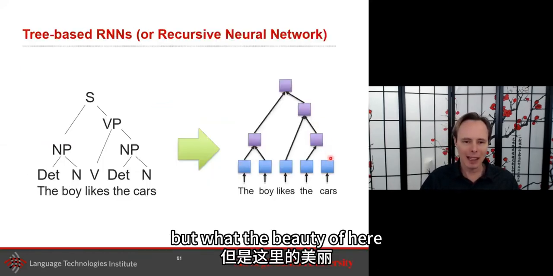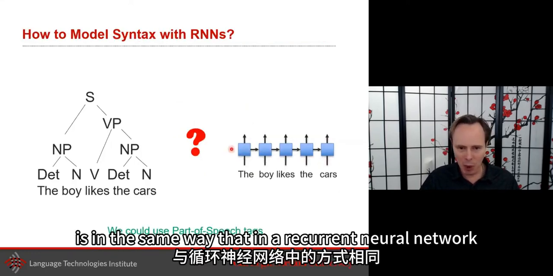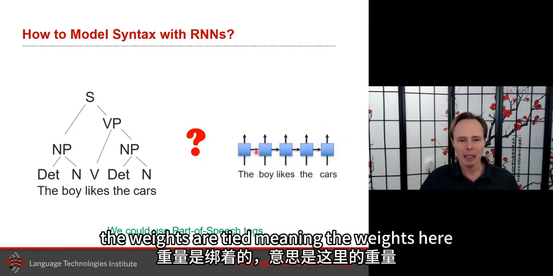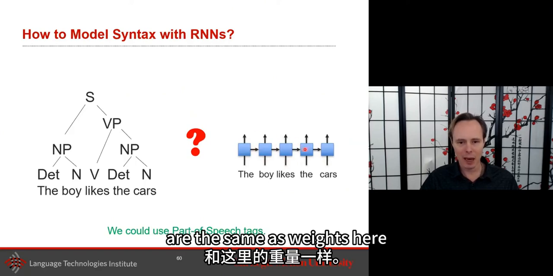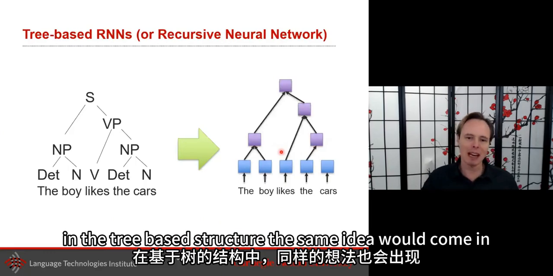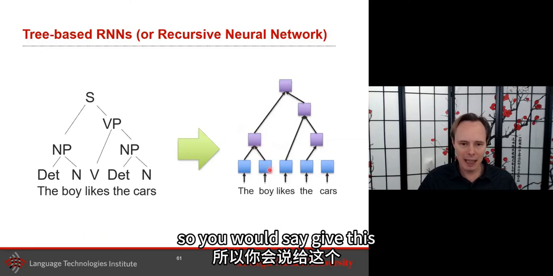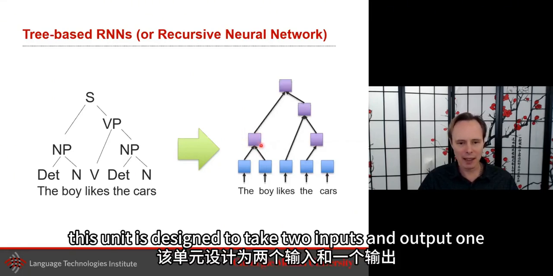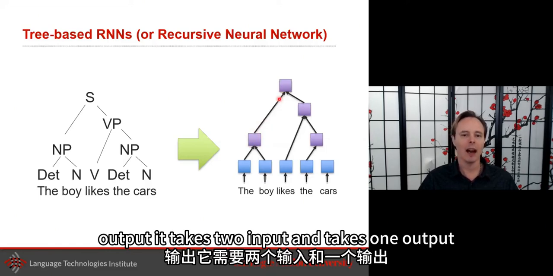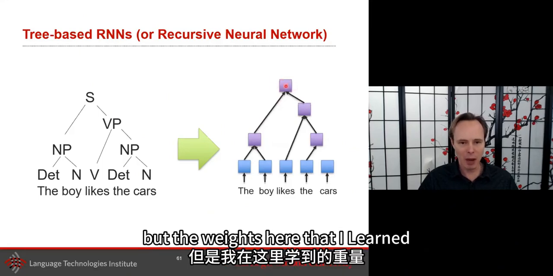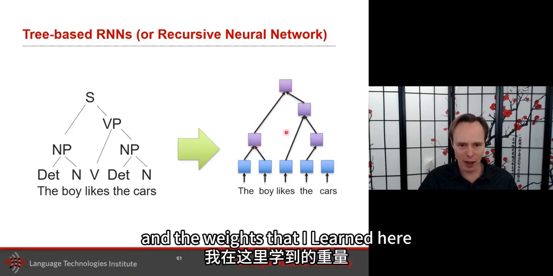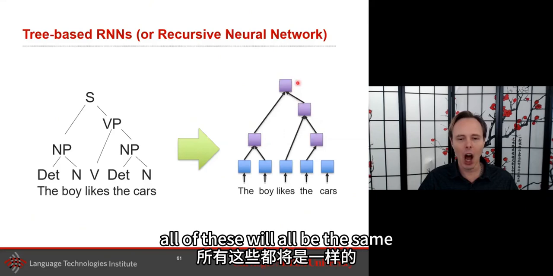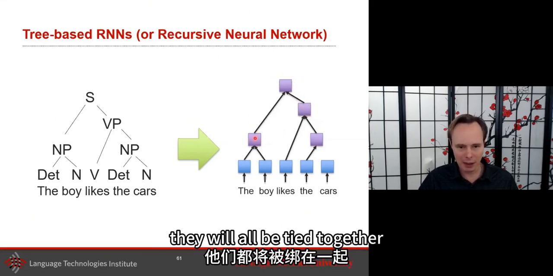What's beautiful here is that, in the same way that in a recurrent neural network the weights are tied, meaning the weights here are the same as the weights here, and the same as the weights here, in a tree-based structure the same idea comes in. Given this structure, this module, what's called a unit, is designed to take two inputs and output one output. But the weights that are learned here, and here, and here, will all be the same. They will all be tied together.